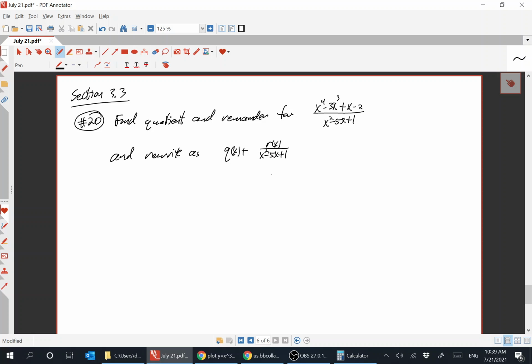Okay, so we want to do this division and rewrite it like this, where the degree of the remainder is less than 2. The degree of the remainder should be less than the degree of the divisor. So we set up the long division in the usual algorithm that we've been using since grade school.